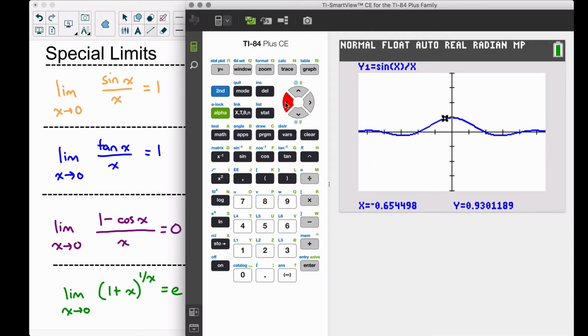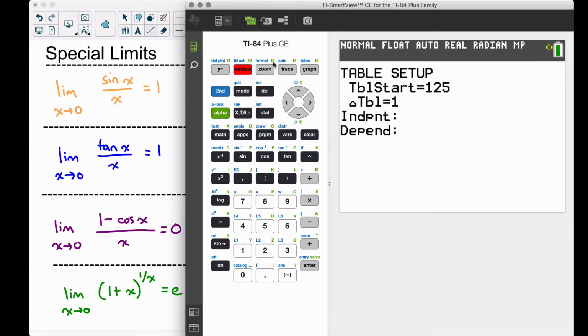But if I come over here to the left-hand side, as we get closer to 0, coming in from the left, we're getting closer to that y value of 1. Another thing I'd like to show you is the following. Let's go to second and window for our table setup. Let's tell our table to start at 0. Let's do our delta table for 0.01 and make sure everything is set to auto.